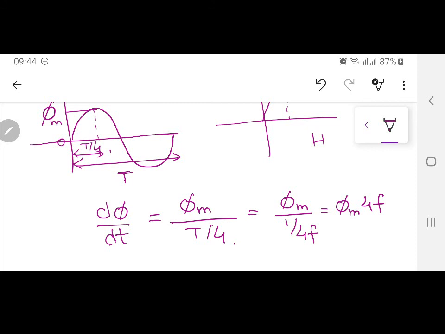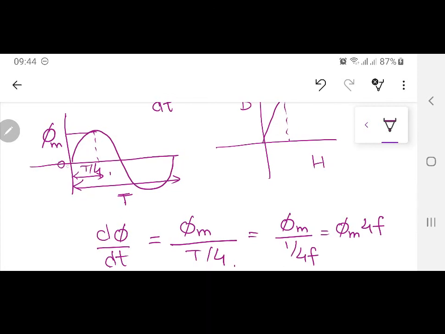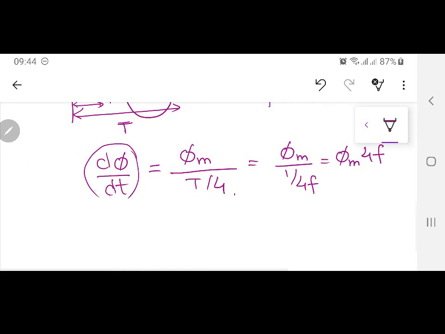Now, listen to this very carefully. You are taking the flux value going from 0 to the maximum value of phi m. This change was not linear, it's a sine wave. So what we are assuming is that this rate of change of flux is the average value. Maybe in the very start it is very high, then afterwards the slope decreases because it's a sine wave. So this d phi by dt is the average rate of change of flux.